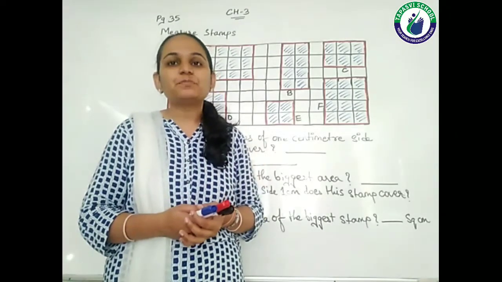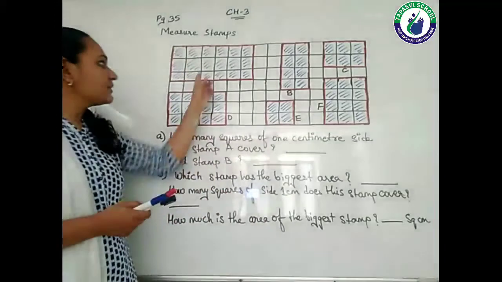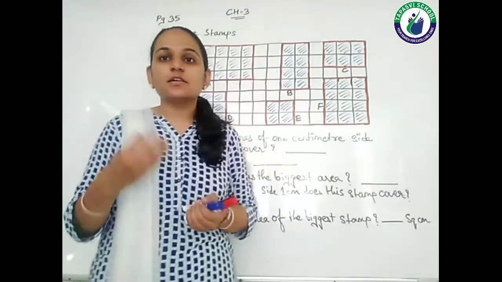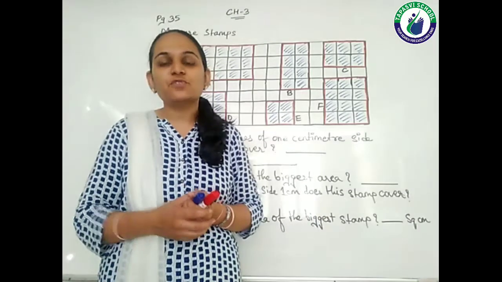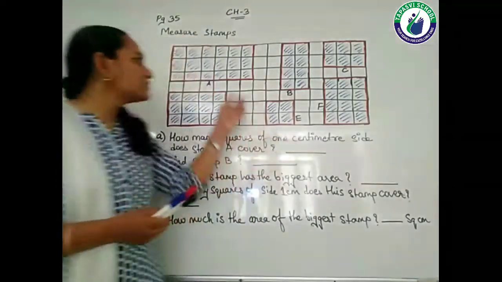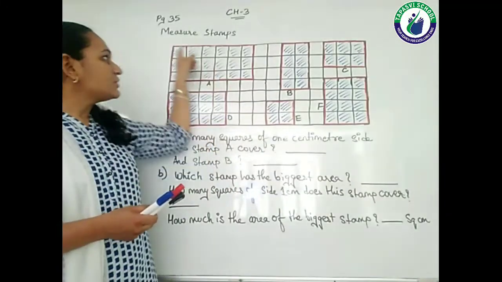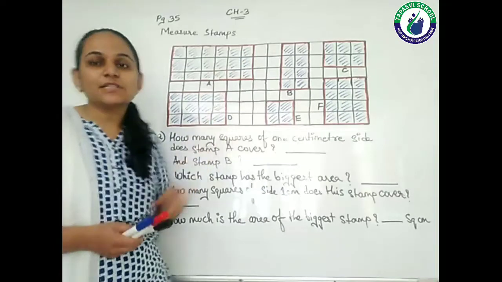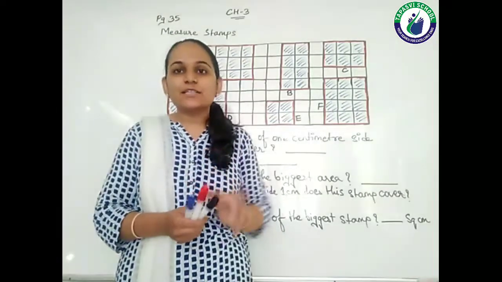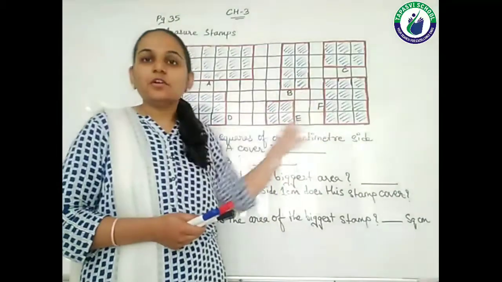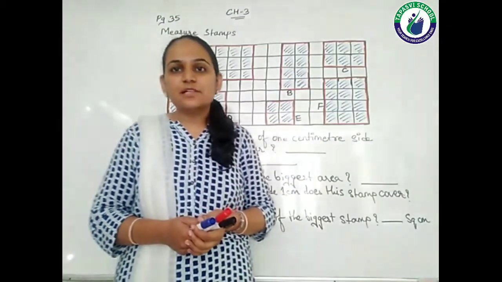Now I have used the blue marker to denote how many squares are actually being used for one particular stamp. If you see, students, stamp A, total 1, 2, 3, 4, 5, 6 and 3 lines are there. So 6 into 3, 18 squares are being used for stamp A. Similarly, we can calculate for the remaining stamps also.